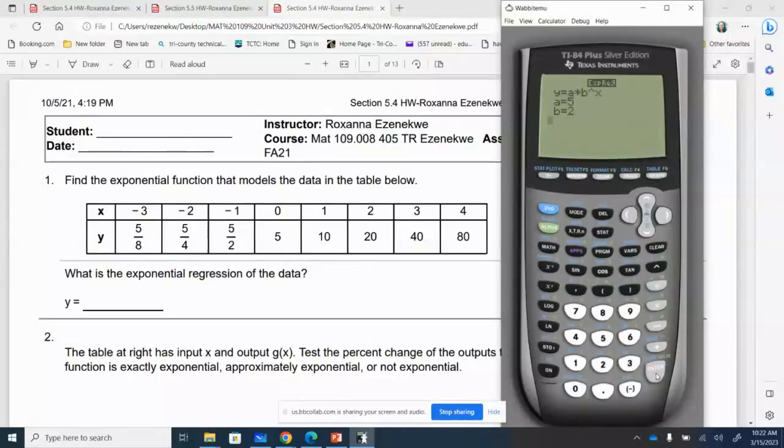And how do you choose the best? The best is the one that has the highest coefficient of determination. We don't even have coefficient of determination here. So because of it, I am going to find it.